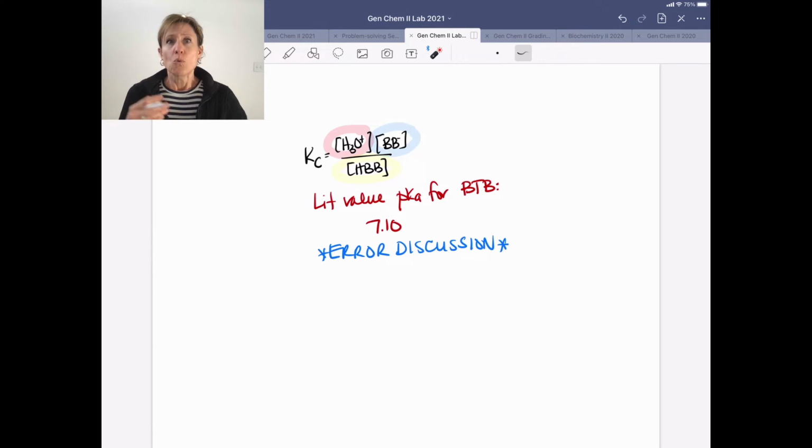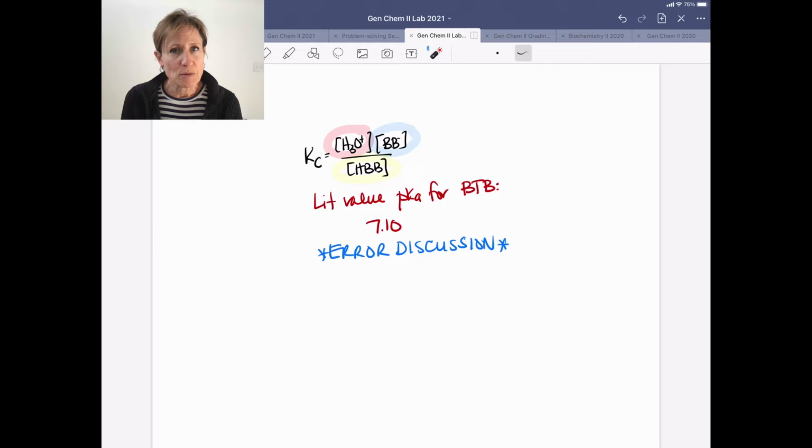So remember, we got these values from our green solution. Our green solution had some amount of blue, some amount of yellow, that's why it was green, and then we used a pH meter to determine the concentration of protons. So you use your standard curve for your blue to figure out how much blue was there, your standard curve for your yellow to determine how much yellow was there, and then your pH meter to determine what the concentration of protons was from the pH value.